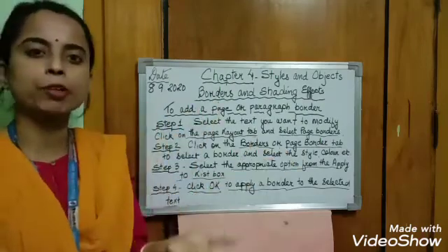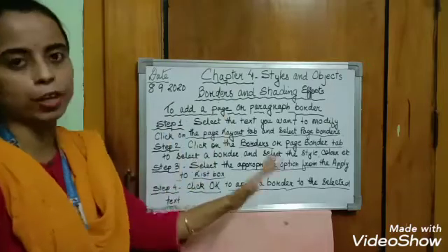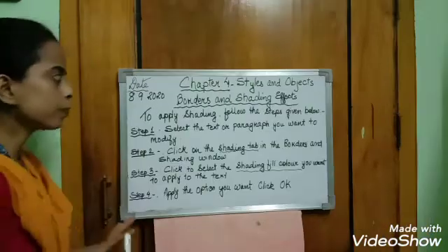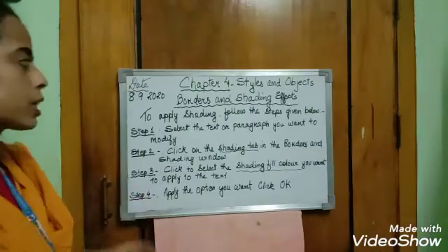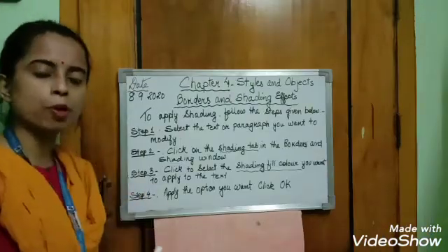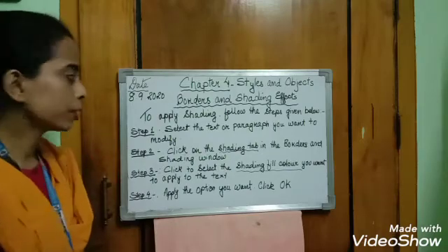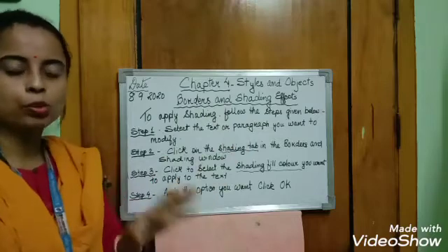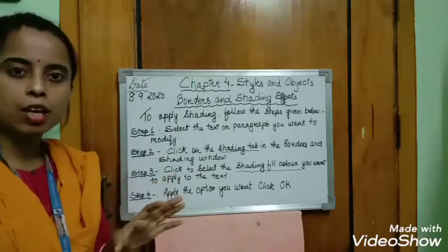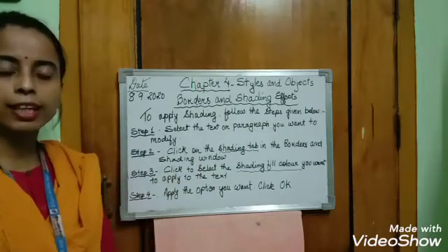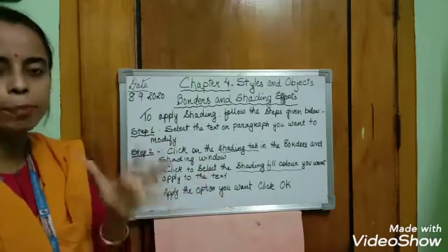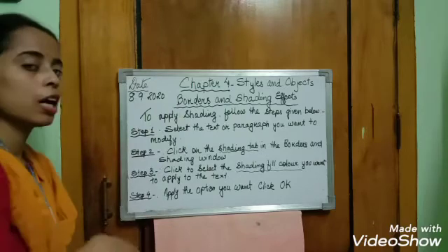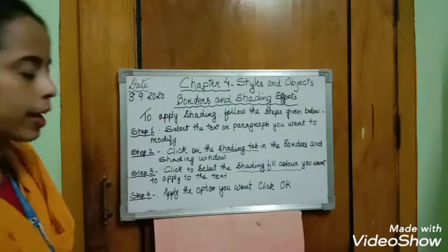Now I am going to explain to you how to apply the shading effect, the certain steps. Clear, children? As I have already explained how to apply the borders, now there is a shading effect. To apply the shading, follow the steps given below. So what is shading? Shading is the color or a pattern that is added behind the text or a paragraph. So certain steps I have written here on how to apply the shading effect to your text.